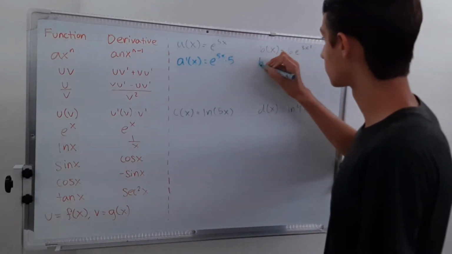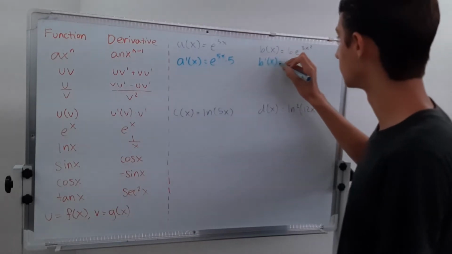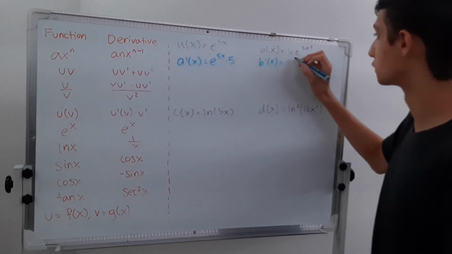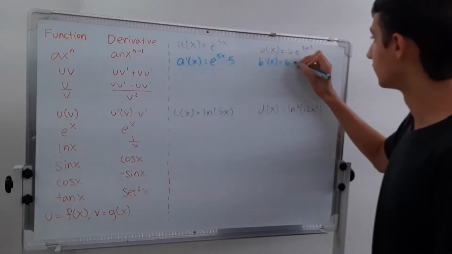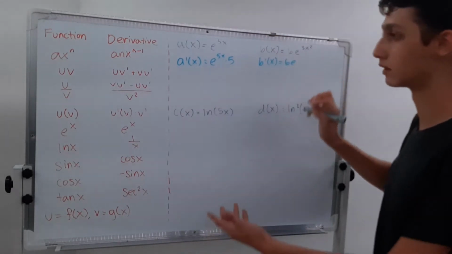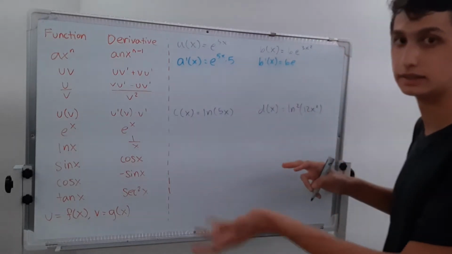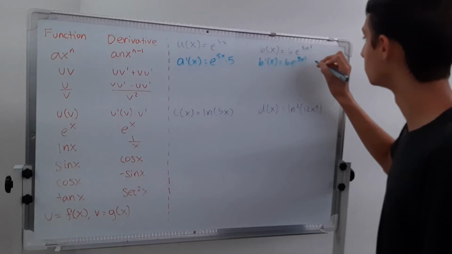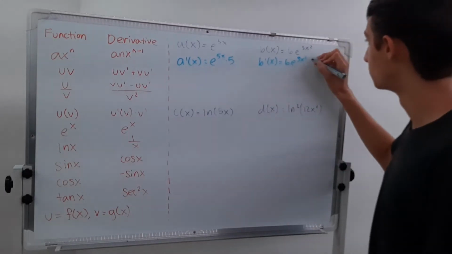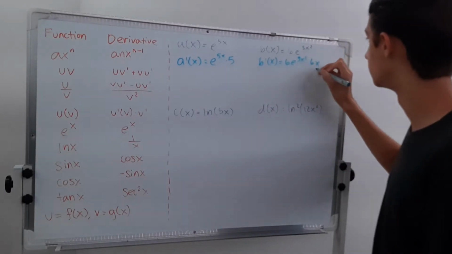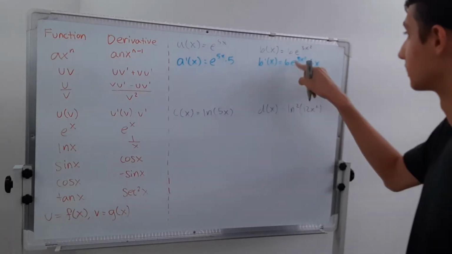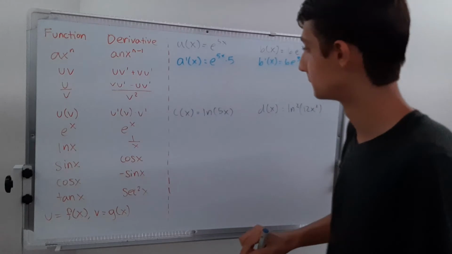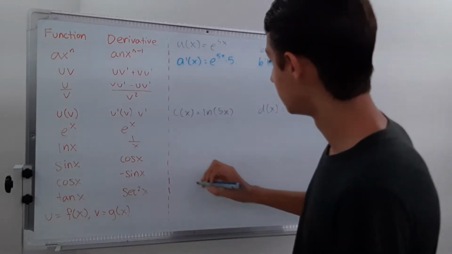B prime of x is simply equal to, so 6, don't worry about the 6 for now. You can just put the 6 in the front. This is going to be e, because the derivative of e to whatever is e to the whatever. So e to the 3x squared, and then we're going to multiply by this derivative, which is 6x. And then you can do whatever you want. That's 36e to the 3x squared times x. Pretty easy, actually.